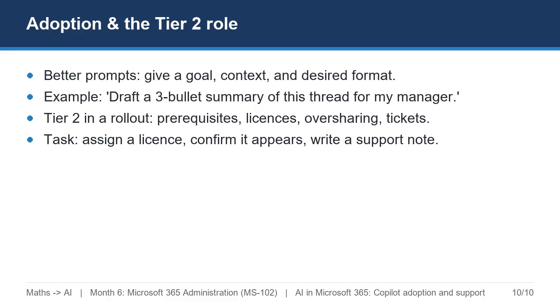So let's recap. Copilot is an LLM grounded in your data through Graph. It respects existing permissions, oversharing is the real risk, and the data stays in your boundary. Your task: in a test tenant, assign a Copilot license to one user, confirm it appears in their Word and Teams, then write a one-page support note covering the "Copilot isn't showing up" checklist and how to coach users to verify outputs.